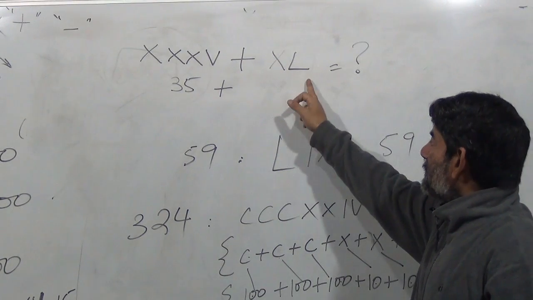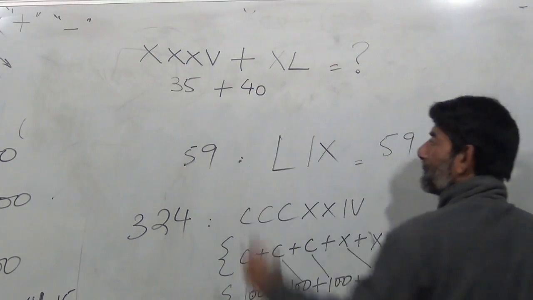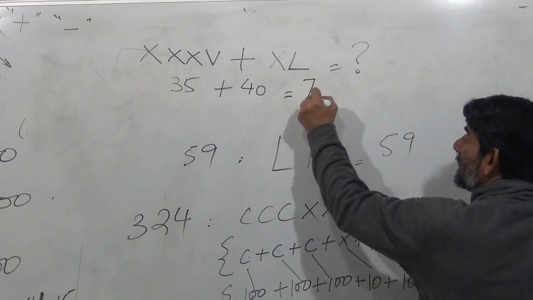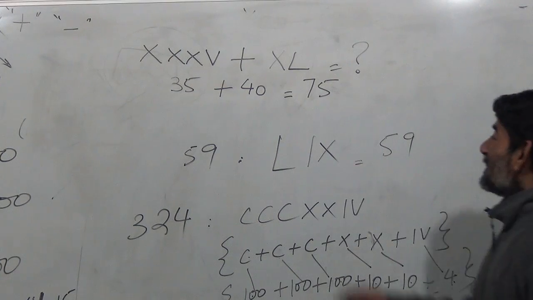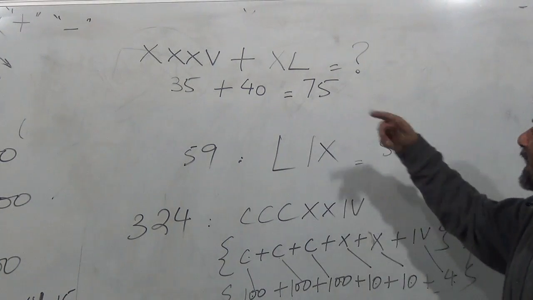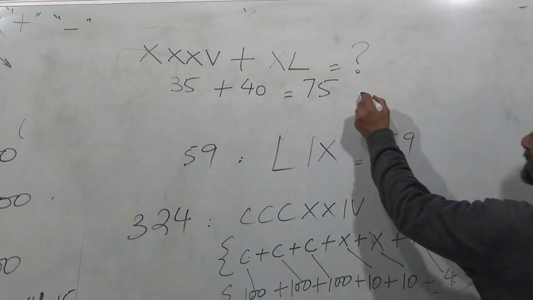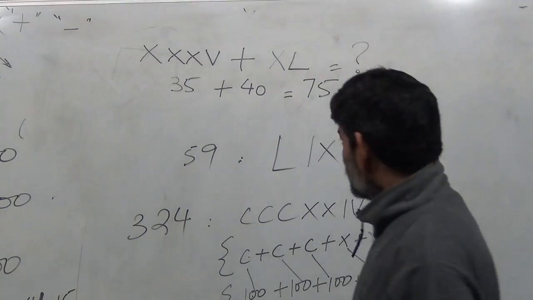10 comes before 50. 10 gets subtracted from 50, 40, which is equal to 75. 75? Yes, 75. This is not the answer. You have to give the answer back in the Roman figure. So convert 75 back into the Roman figure. How many ways are there to write 75 in the Roman figure?